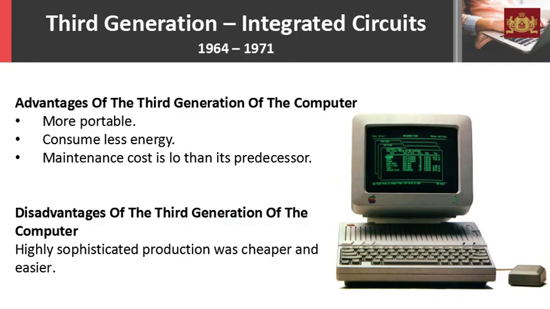Advantages of the third generation of the computer: more portable, consume less energy, maintenance cost is lower than its predecessor. Disadvantages of the third generation of the computer: highly sophisticated production was cheaper and easier.